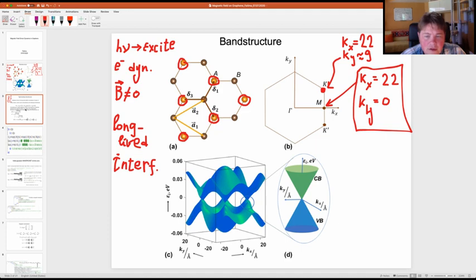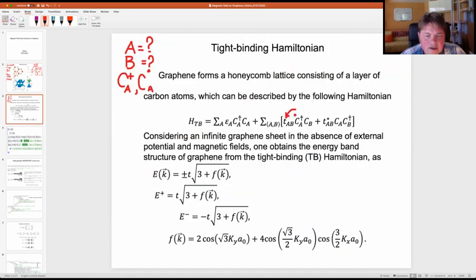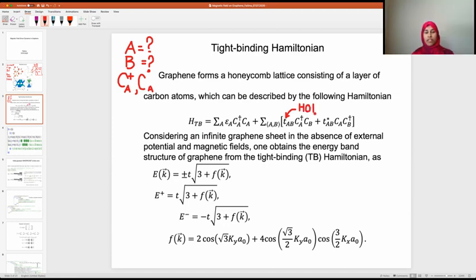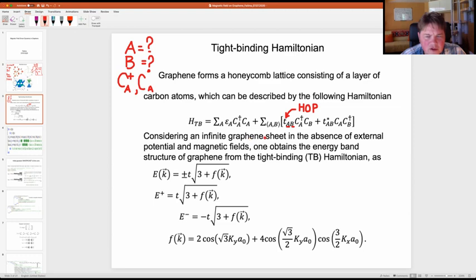T sub AB is hopping. It is for the next nearest neighbor, from yellow to yellow. And for yellow to brown. But here it is AB, so it is from yellow to brown, and I do not see yellow to yellow. Yellow to yellow would be T sub AA.